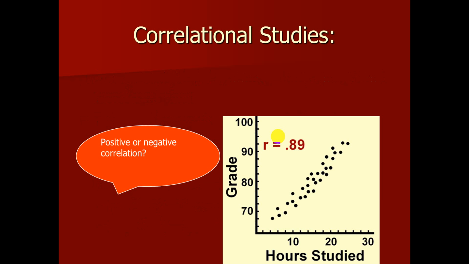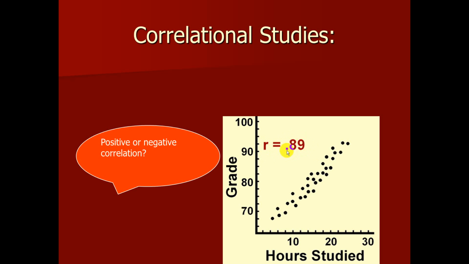So here is an example of a correlational study. Grade is on the left-hand side here, when you're looking at it, the hours are on the bottom. And so the X and Y axis. And so you've got grades going up, and the hours of study go up. And when they go up together, this creates a what type of correlation? A positive correlation. And this number right here is the correlation coefficient.